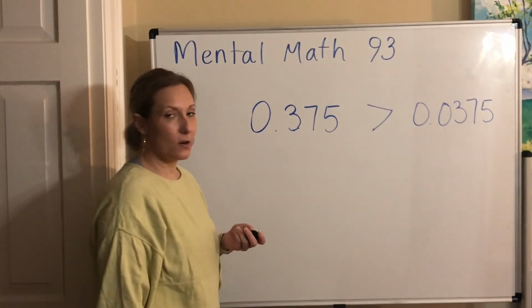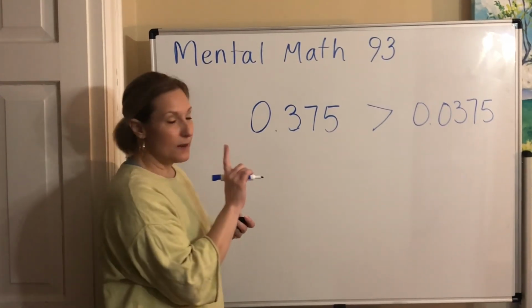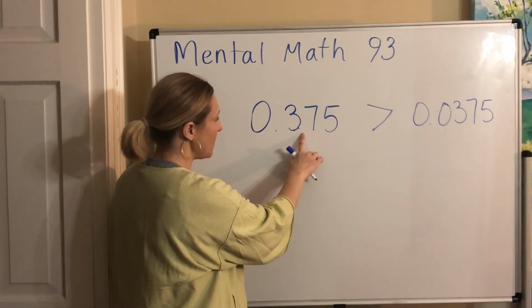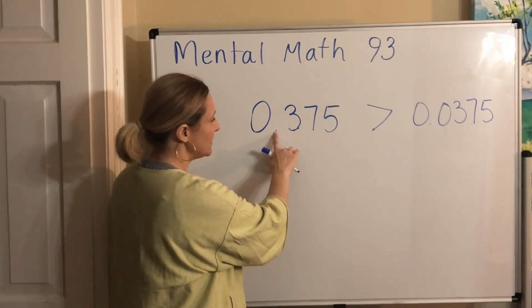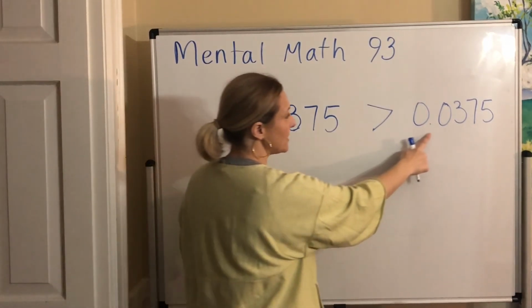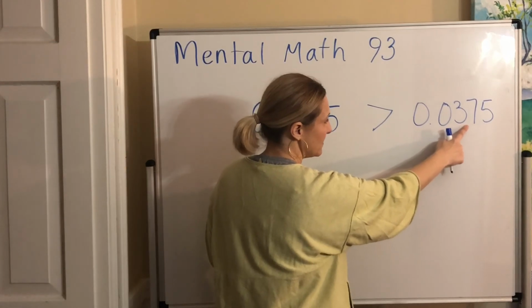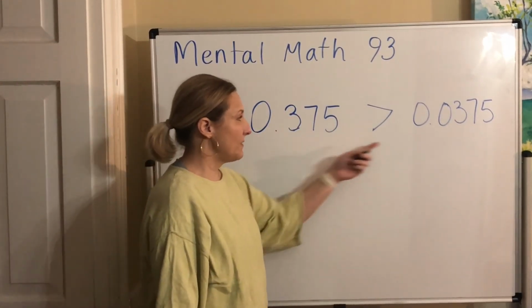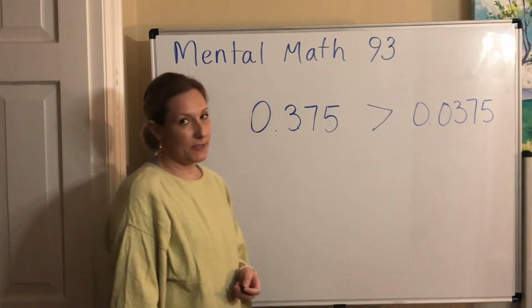Because, again, think about it in terms of money. If you move the decimal over 2 places, this is like saying 37.5 cents. And this one's like saying 3.75 cents. So 37 cents is definitely bigger than 3 cents.